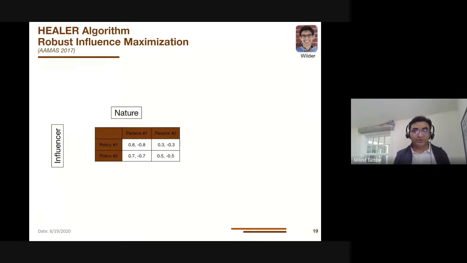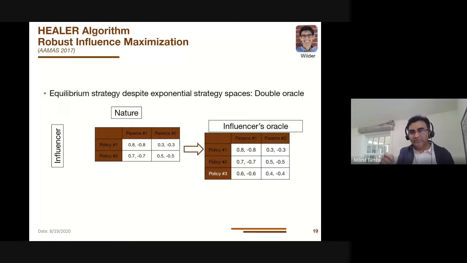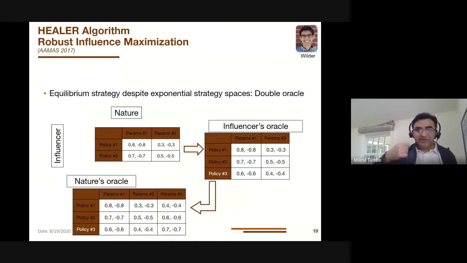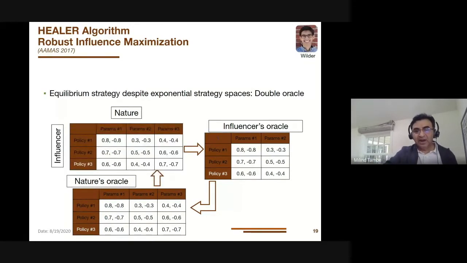So how do you actually solve such games? We solve these games by an iterative procedure. We start with some randomly initialized strategies. And then there's an iterative process, this double oracle approach, where the influencer will give back a strategy, which is its best response, and nature will give back a strategy, which is its best response. So there's a way of incrementally growing this game until you converge.